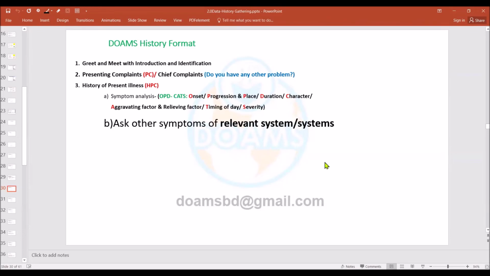Just for brainstorming, I am thinking that headache is the cardinal symptom of which system? Anybody can say. Cardinal symptom of which system? CNS, yes, the nervous system. Neurology. So could there be any disease in the nervous system that produces fever and headache? Yes. What is this? Meningitis. Yes. So could it be meningitis now?